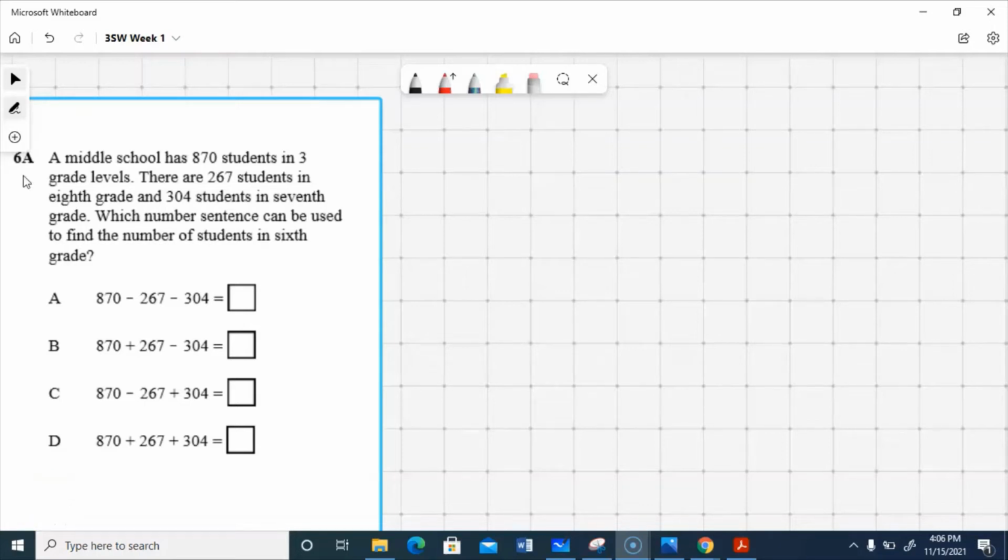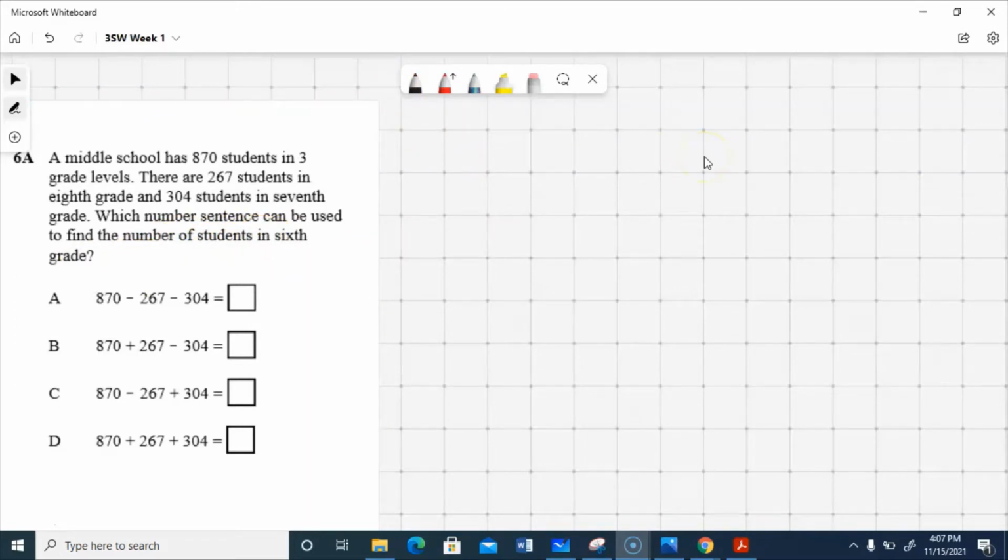Okay, let's go and look at problem solving 6A. Okay, middle school has 870 students in 3 grade levels. There are 267 students in the 8th grade and 304 students in the 7th grade. Okay, which number sentence can be used to find the number of students in 6th grade? Okay, how many number of students in 6th grade?